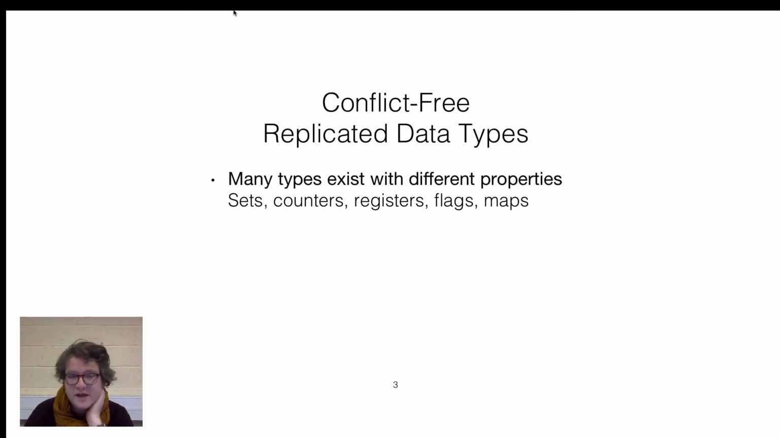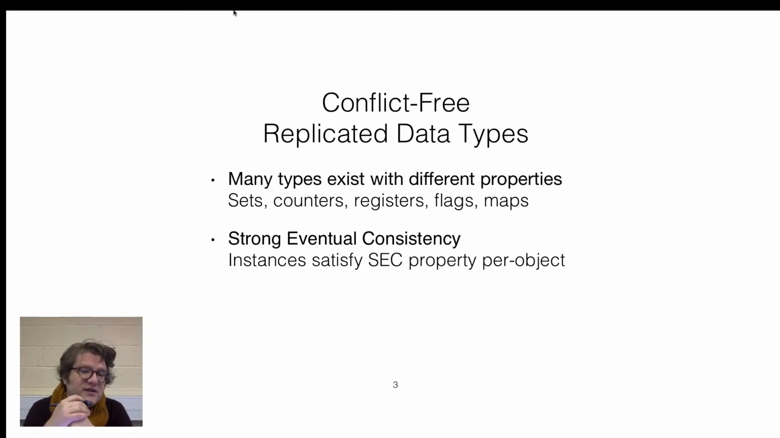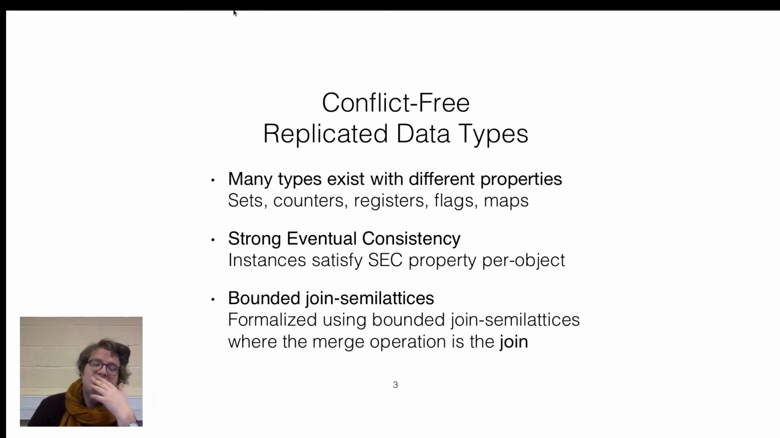So to review, what are CRDTs? CRDTs are abstract data types that can look like sets, counters, registers, flags, or maps, that satisfy the property of strong eventual consistency on a per object basis. What this means is that under concurrent additions with minimal coordination, I always have a way to take any two objects and deterministically merge them, allowing each replica to converge just by observing all of the messages in the system. CRDTs are formalized using what's referred to as bounded join semilattices, which mathematically means that for any two possible states the object can take on, there's always a way to join them and combine them, so merge them together.